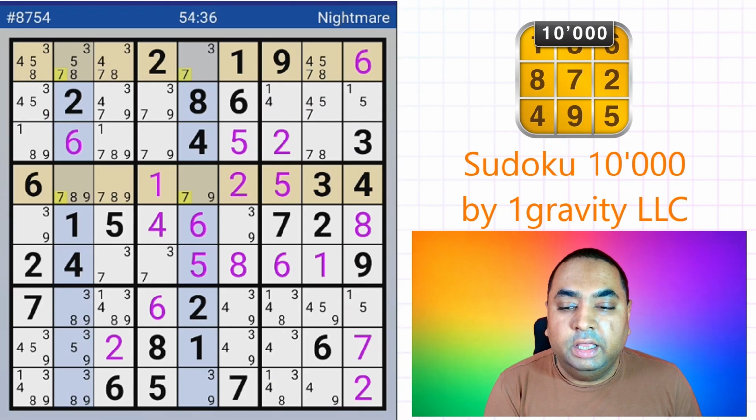Now this is an X-wing for number 7. So number 7 can be removed in the rest of the rows. See, number 7 X-wing is formed in the corresponding columns C2 and C4, C5. So rows 1 and 4 are the places where 7 can be removed. Now we'll go for the next step.